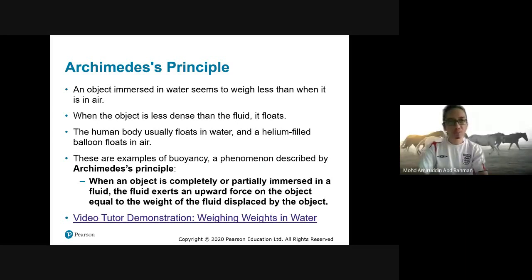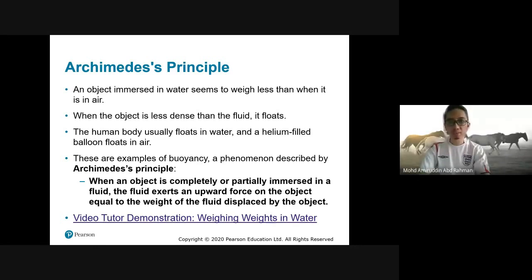All right, so we have the Archimedes principle. It's also similar when we swim. When an object is less dense than the fluid, it floats. That's why we can float our body, when we can make our body less dense than the fluid. The human body usually floats in water, and a helium-filled balloon floats in the air, because the density is less than the water, so we can float.